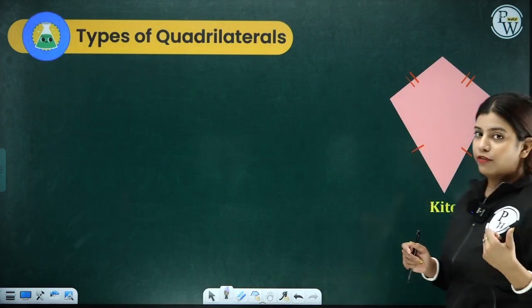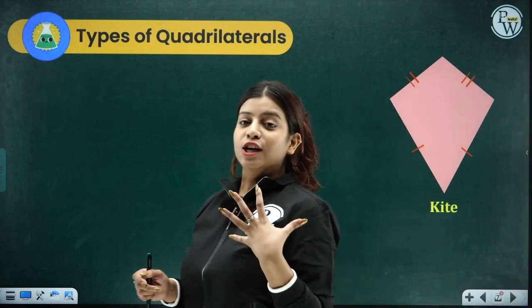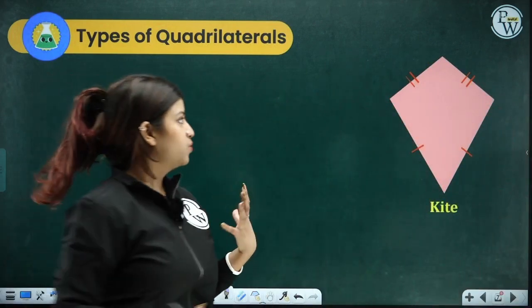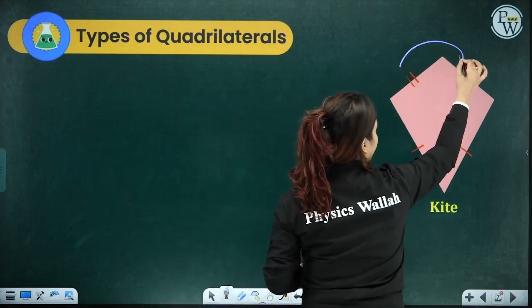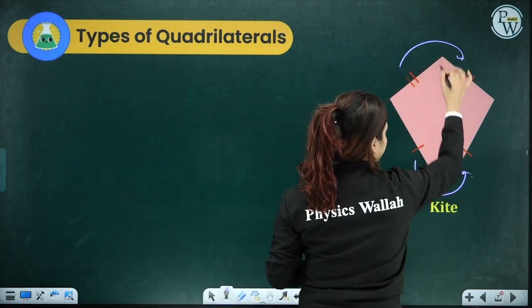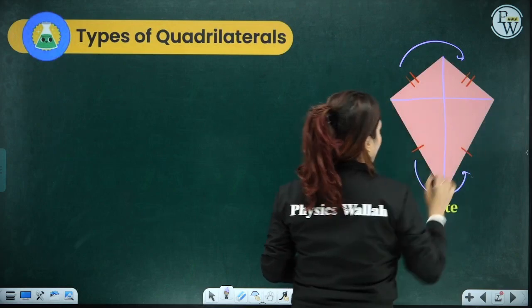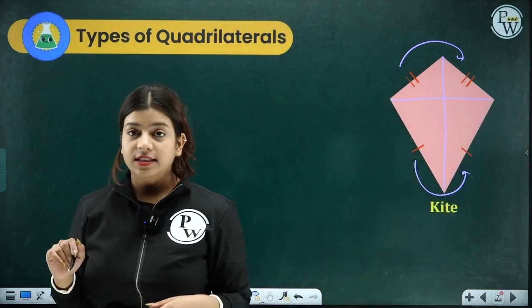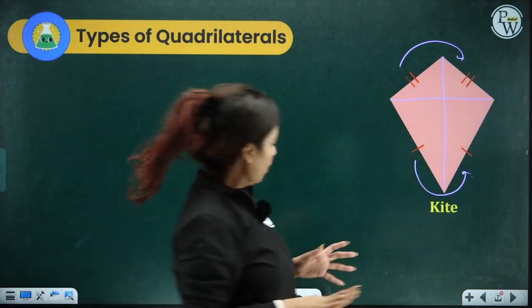Again, a four-sided figure. This is a kite, right? So basically, what does a kite have? The adjacent sides of a kite are equal, right? What we have is that the adjacent sides of the kite are equal. So this is the property of a kite.